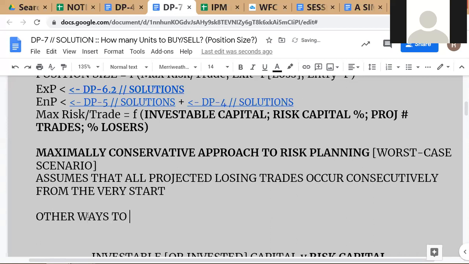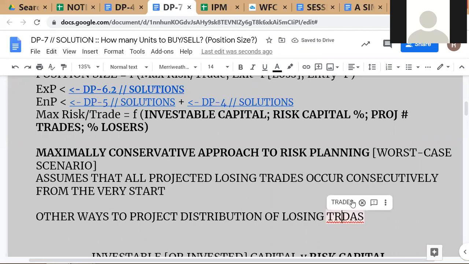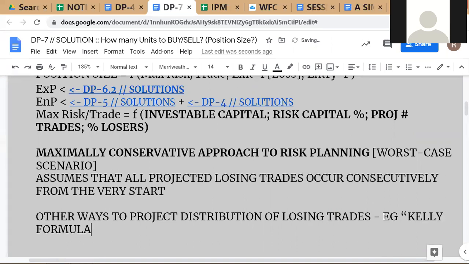Other ways to project the distribution of losing trades. I'm just giving you some information here. We're not going to go into that. Okay, there's something called the Kelly formula. But what it does, I'll just tell you what it does.